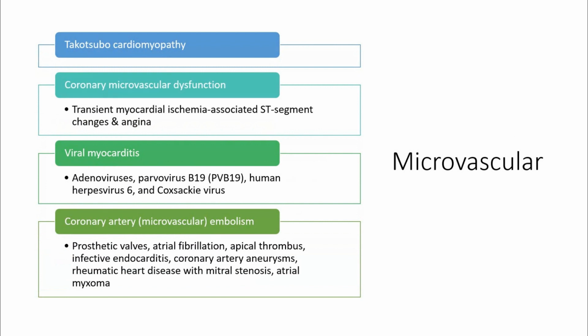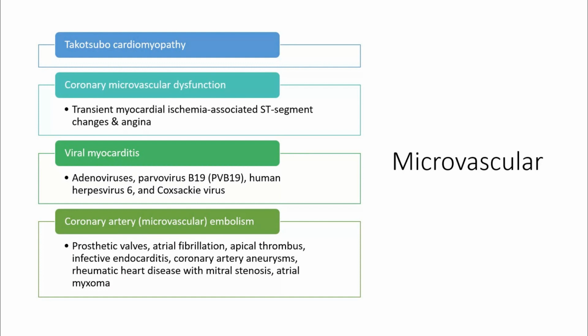These are causes from the microvascular circulation and also includes MINOCA mimickers. And this includes Takotsubo cardiomyopathy, viral myocarditis, and also coronary microvascular dysfunction, which causes transient myocardial ischemia with associated ST segment changes, and patient will also complain of angina. And also coronary artery microvascular embolization, which I spoke about in the prior slide.